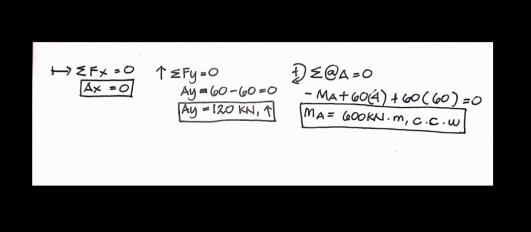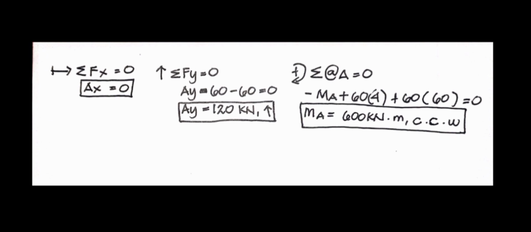So if we sum forces horizontal equal to 0, taking the direction to the right as positive, as you can see, we have no other horizontal forces except AX. Therefore, AX is equal to 0. And if we sum forces vertical equal to 0, taking the upward direction as positive, then we have AY. Since we assume that AY is directed upward, it is positive, minus the resultant of the triangular load, which is 60 kN, minus the resultant of our rectangular load, which is also 60 kN, equals 0. Therefore, AY is equal to 120 kN.